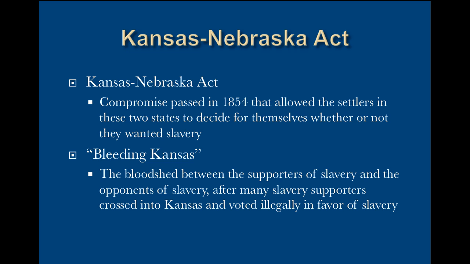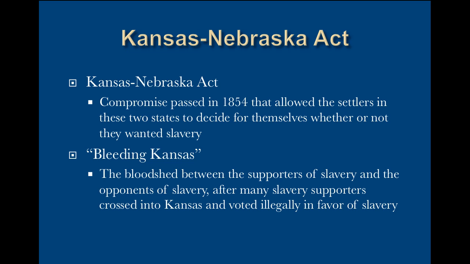Well, in 1854, Congress passed the Kansas-Nebraska Act, and that pretty much just allowed the settlers in those two territories to decide for themselves whether or not they wanted slavery. So they got to hold a vote to determine, does our state want slavery, or does our state want to be free once we become a state? Well, this led to some problems.